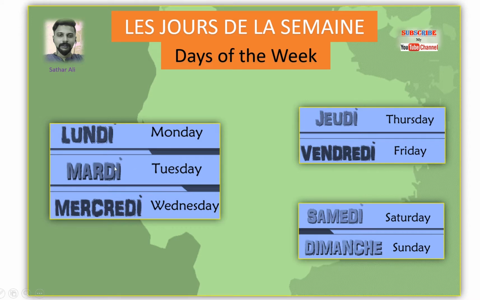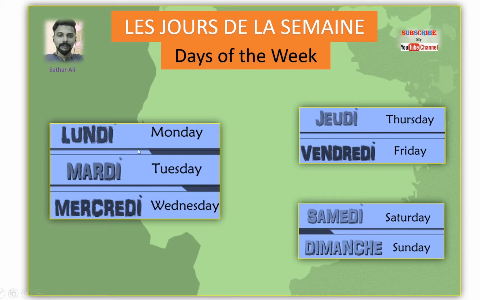One thing you should notice is that all of these 6 days have "di" at the end of the word. Lundi, mardi, mercredi, jeudi, vendredi, samedi. But in dimanche, "di" comes before that, before manche. So at the beginning of it, we have "di". That's how we understand Sunday is dimanche.